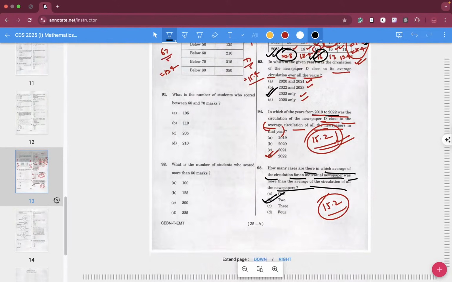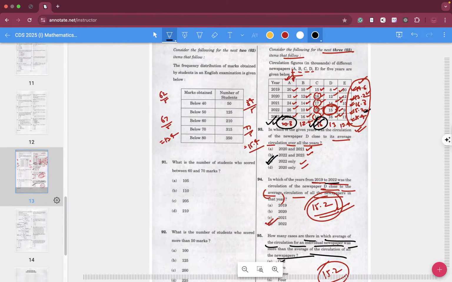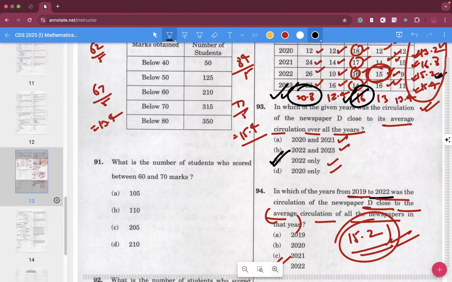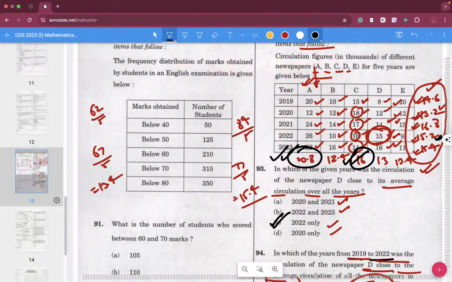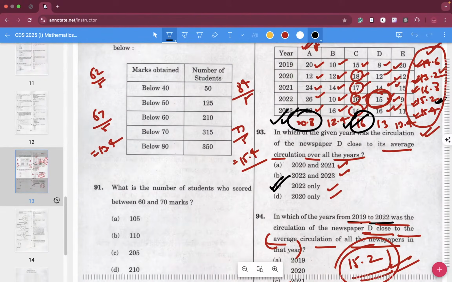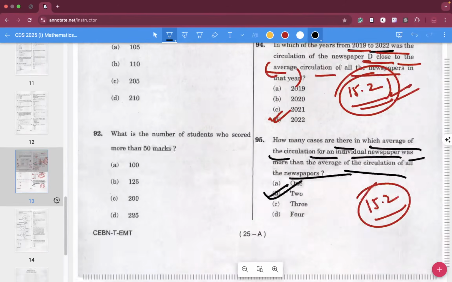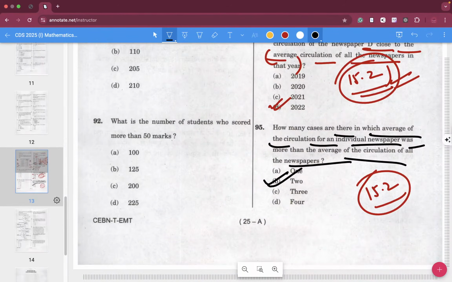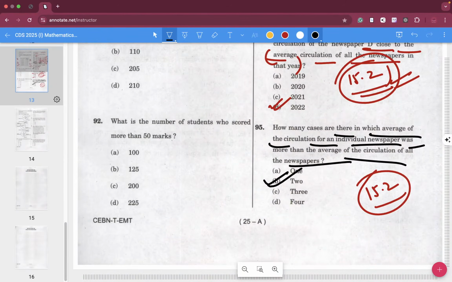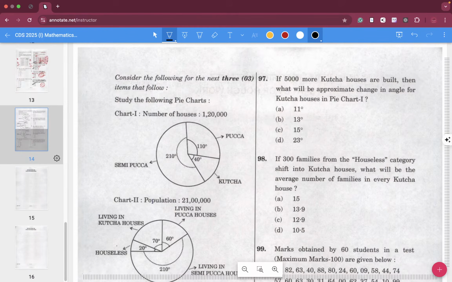So with this we come to the end of this question, folks. Please go through this question all over again. Data intensive, obviously yes, but it does not mean that these questions are not solvable. Now we'll move on.